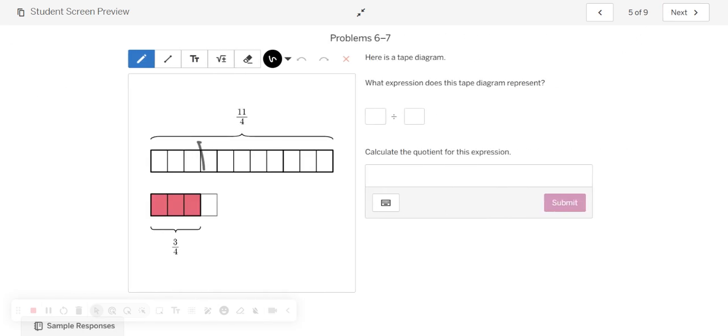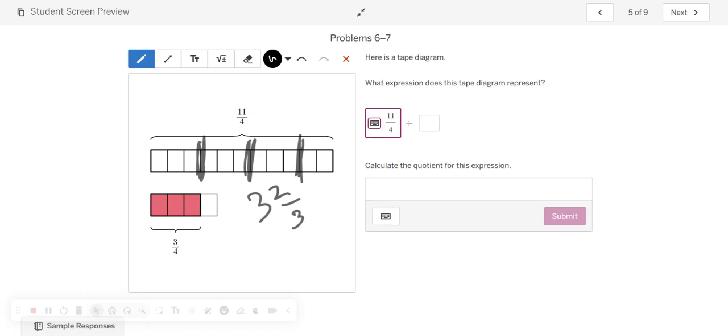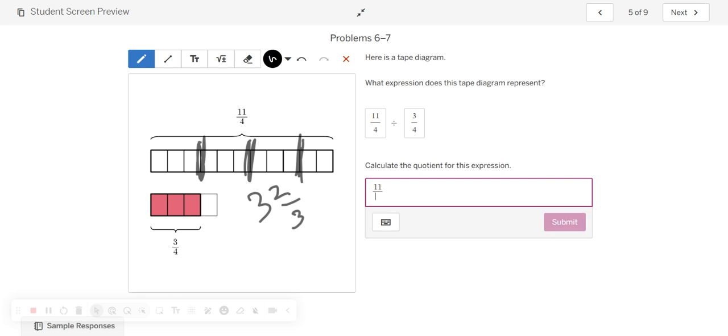So every 3, I've got 3, another 3, another 3. So I've got 3, and then there's 2 parts left over, but each one is a third. So I end up with 2 and 2/3. So 11/4 divided by 3/4, oh, that's just 11/3. Yeah, much easier. I could have divided straight across.